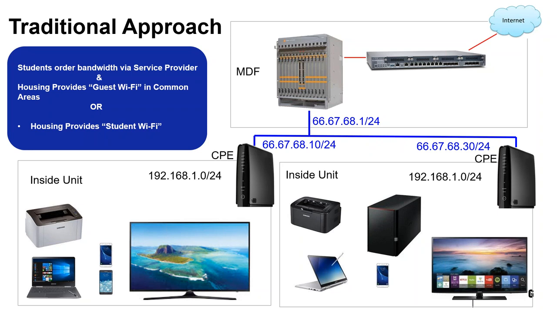And you basically go in, you call your carrier, like Frontier or Cox Communications, whoever serves that particular area and has some sort of an agreement with the property, and you order your bandwidth. You sign up with them, and they'll bring in a CPE, a modem, and install it in your unit.